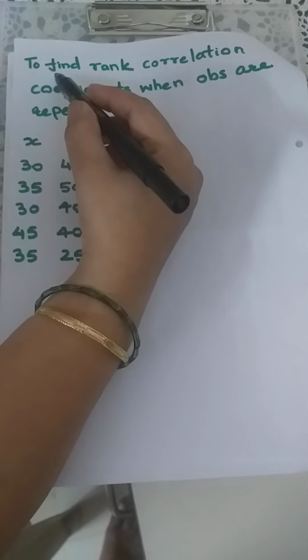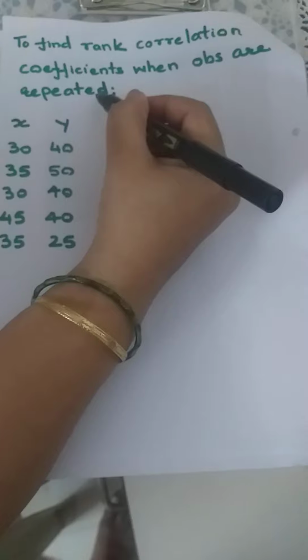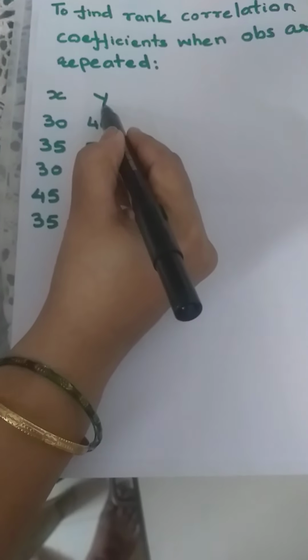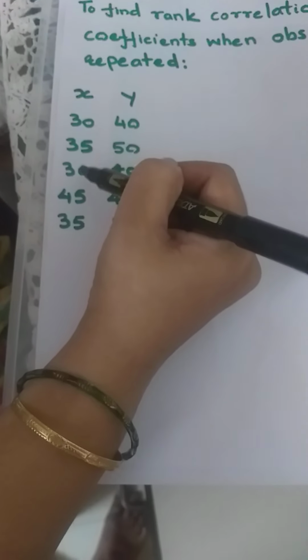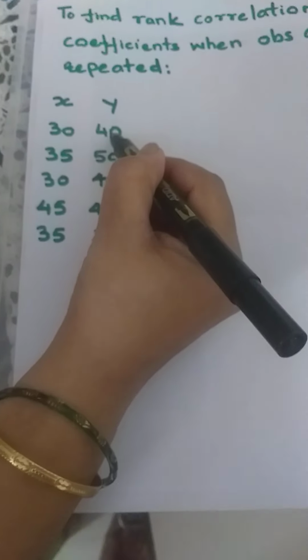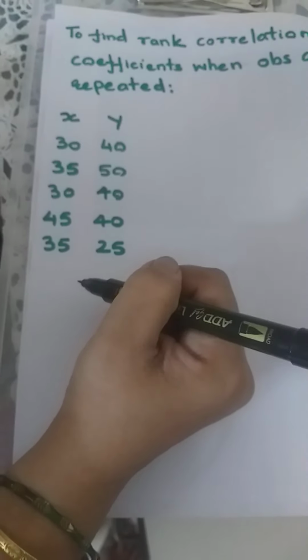Today we will study how to find rank correlation coefficients when the observations are repeated. As you can see here, we have the x variable and the y variable. Here x has the values 30, 35, 30, 45 and 35, while y has the values 40, 50, 40, 40 and 25.